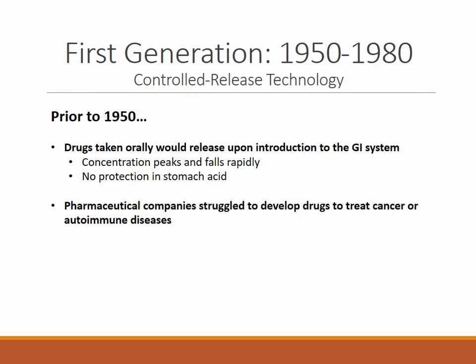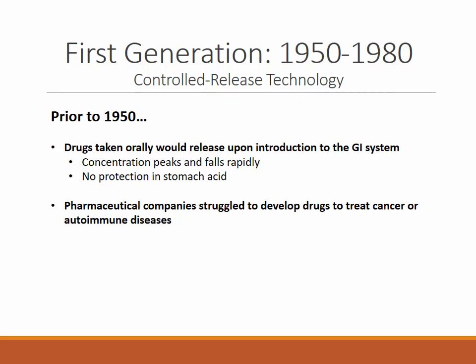So, the first generation began with the development of controlled release formulations for drugs taken orally. Prior to 1950, drugs taken orally would all release right away as soon as they were introduced into the system, and get absorbed. You would have a rapid peak, followed by a rapid fall in the blood plasma concentration of the drug. We're going to be talking about that a little bit more on the next slide.